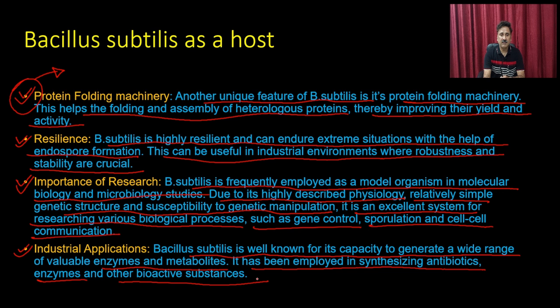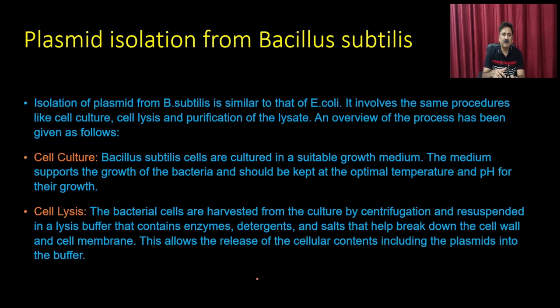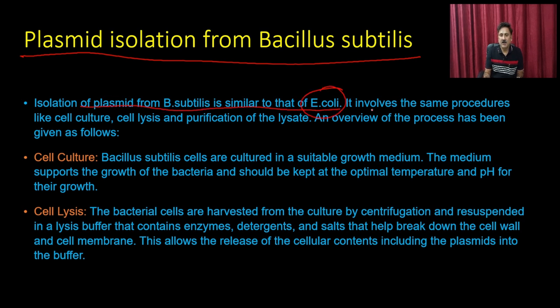So, let us discuss how you can isolate plasmids from the bacterium Bacillus subtilis. We will discuss plasmid isolation from E. coli in subsequent lectures, when we talk about the manipulation of recombinant DNA and so on. So, first discuss plasmid isolation from Bacillus subtilis. Isolation of plasmid from Bacillus subtilis is similar to that of E. coli. It involves the same procedure: cell culture, cell lysis and purification.